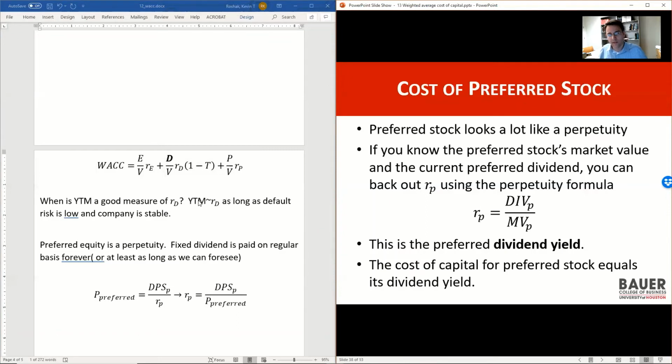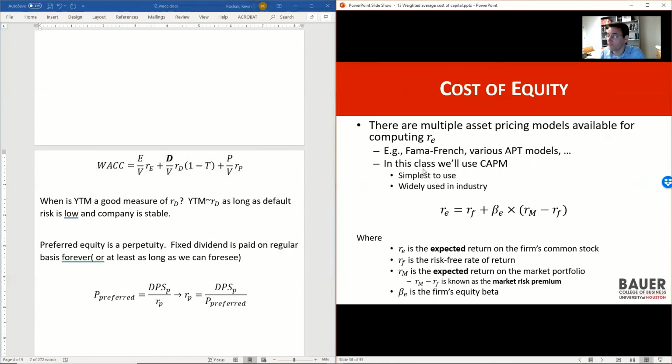We said that if the cash flows are predictable, like a perpetuity, you can use the price and the cash flows to infer the rate. That's what we're doing here. Same thing we were doing with bonds. When you use the yield to maturity, you know what the contractual payments are on the bond. You know what the price of a bond is, so you back out the yield to maturity. So that's all we've done with preferred and debt.